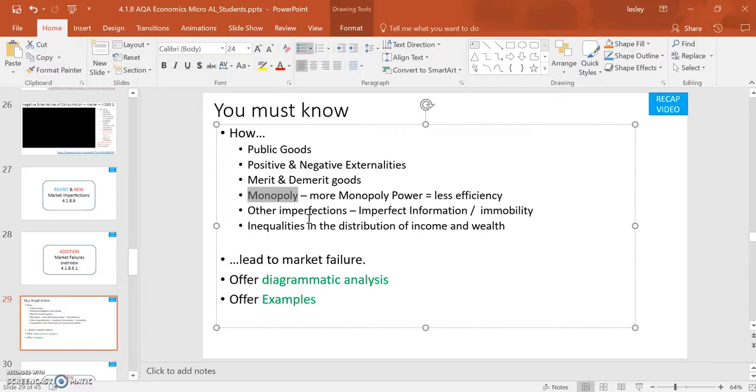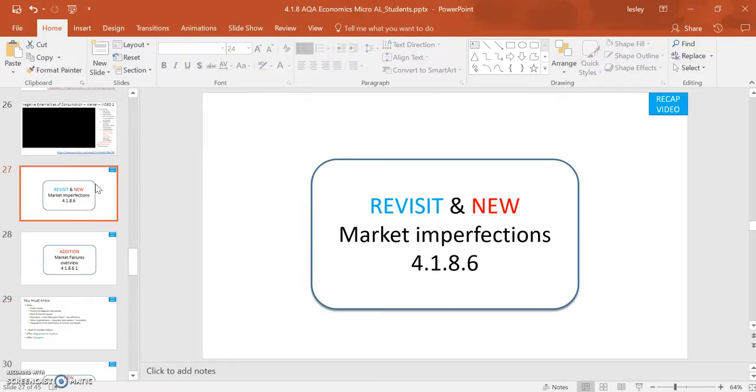And then equally these two here, imperfect information and immobility, are actually both labour market imperfections, and that's why they're here, even though we've covered them in much more depth at A level, when you do a lot more with labour markets, and obviously a lot more with market structures. So where it was 4186, it's basically a regurgitation of what we've already done in market structures and labour markets.